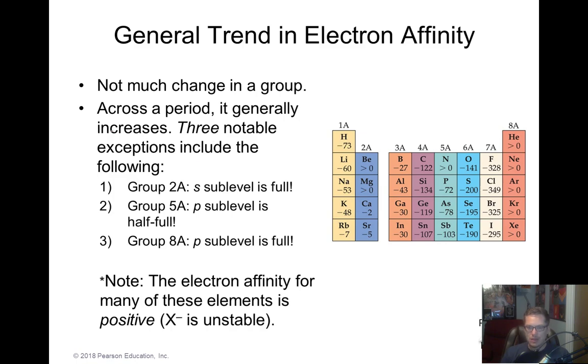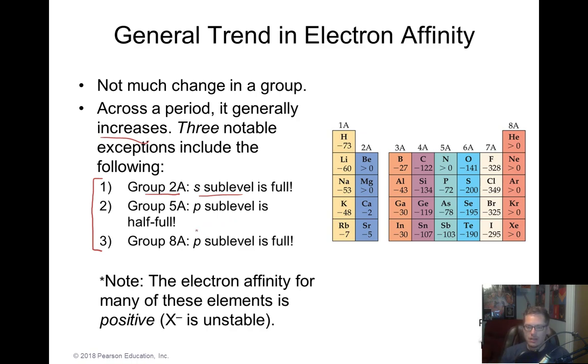Across a period, it generally increases. It follows the same trend as ionization energy, except for a couple of exceptions. And you'll notice that these exceptions are almost exactly like the exceptions that we talked about in ionization energies. First of all, in group 2A, when your s sublevel is full, the electron affinity stops increasing there because it doesn't really want to gain another one. It's got a full s level.